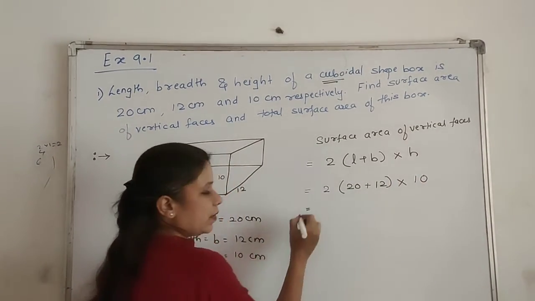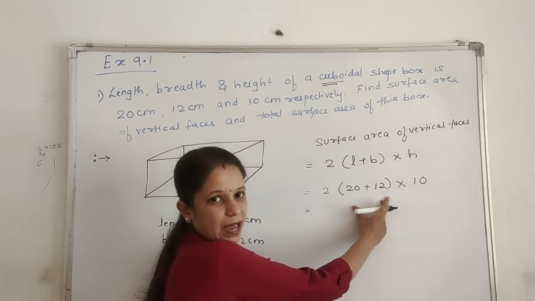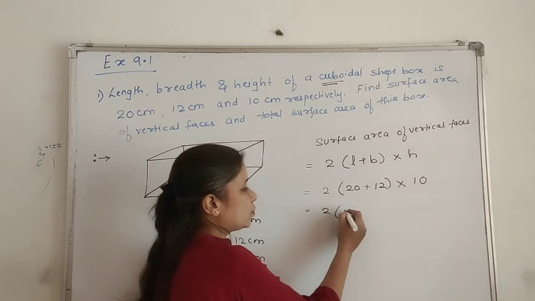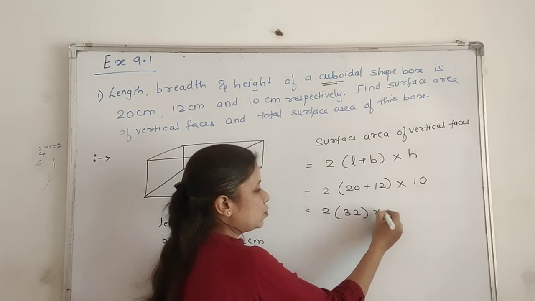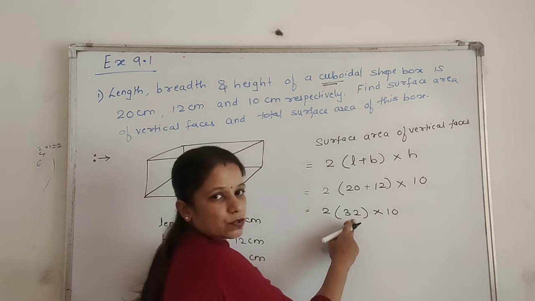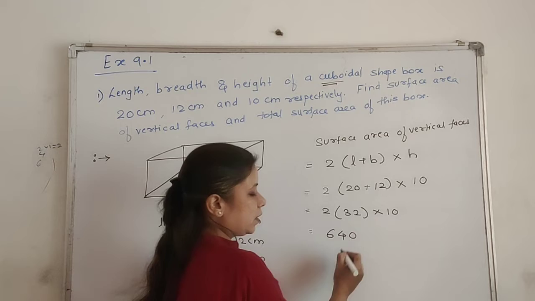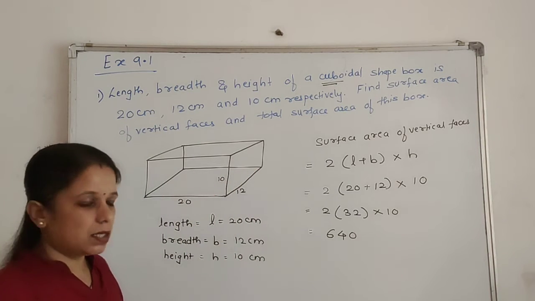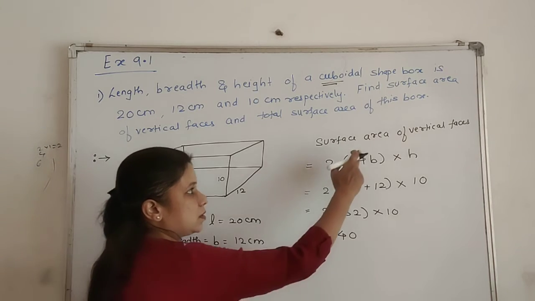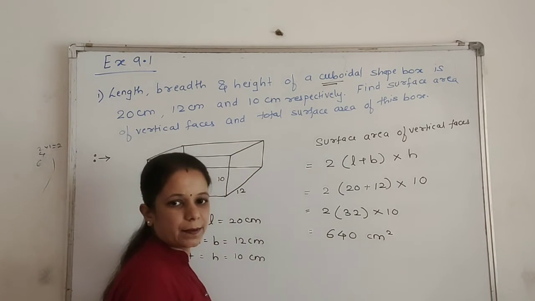The calculation is very simple. Now, in previous classes you have studied, first we will have to solve the bracket. So 2 times 20 plus 12 will give you 32 into 10. Now all this is multiplication. So 32 into 2 will give you 64. 64 into 10, just 640. Now unit. All the dimensions are given in centimeter. So this is area, so unit will be centimeter square.